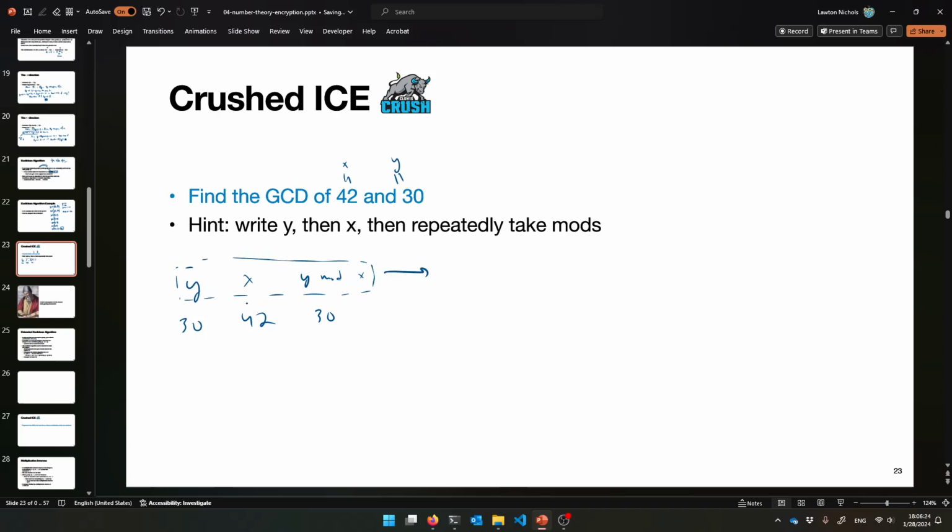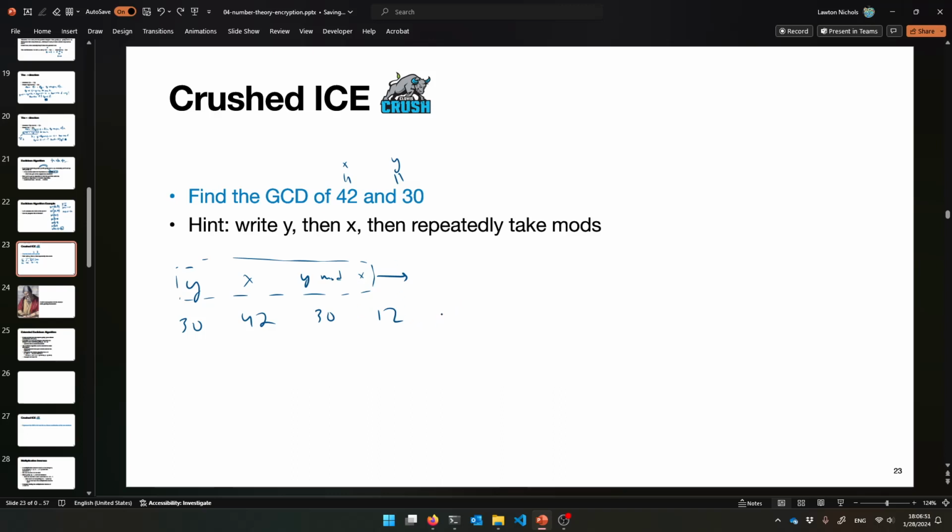And now this becomes the new y. This becomes the new x. And you're going to take their mod and get the y mod x again. So just keep on making it smaller and smaller. And so that's how that works. Okay? So just keep on shifting it over. And so now this is the new y and x in that order. So now we're going to do 42 mod 30 to get 12. And then now this is the new y and x in that order. 12. You see how you're just keeping the other one along for the ride.